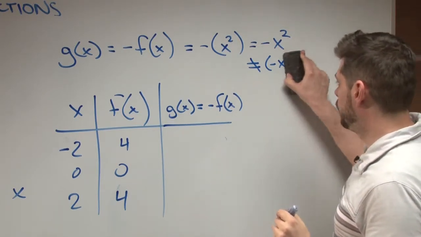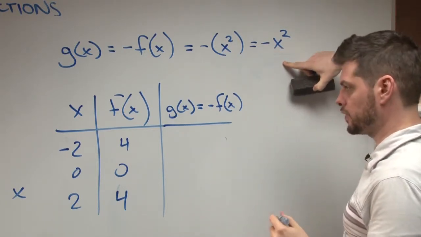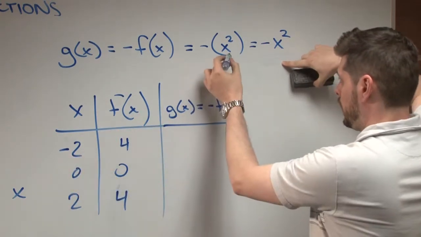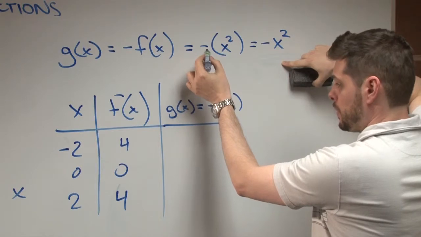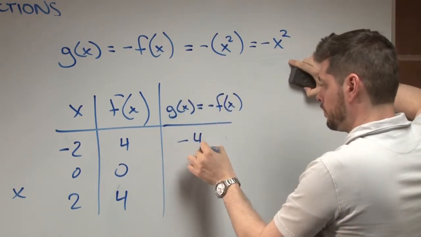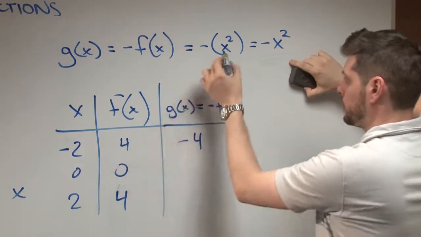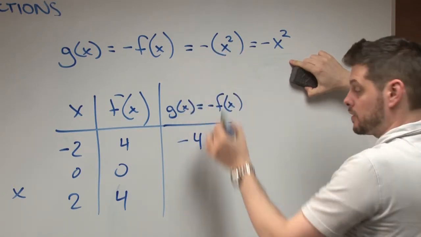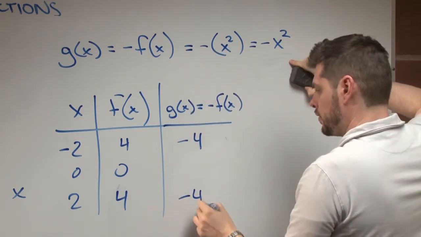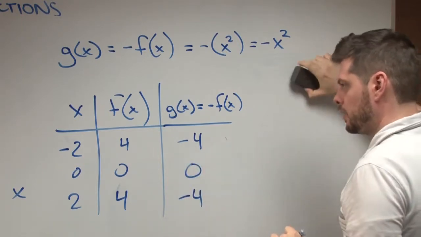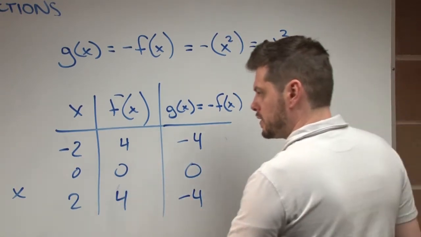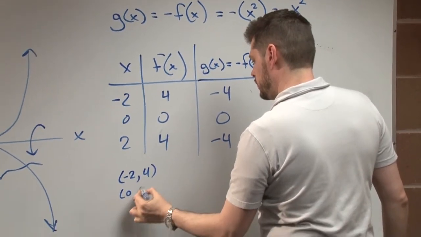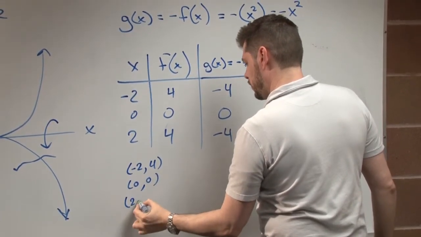So, when I'm inputting my table values for this function, -2 quantity squared, and then take a minus of, is going to be -4. And the same thing with +2. 2 times 2, or 2 squared is 4, and then I have to stick a minus sign in front of it. So I get a -4 here too. And 0 is still 0. So when I'm making ordered pairs of the original function, I get the ordered pairs -2, 4, 0, 0, and 2, 4.